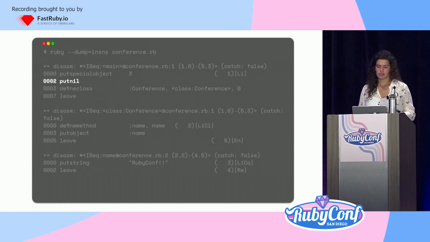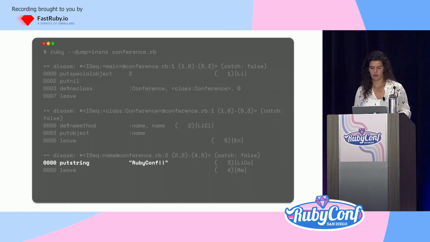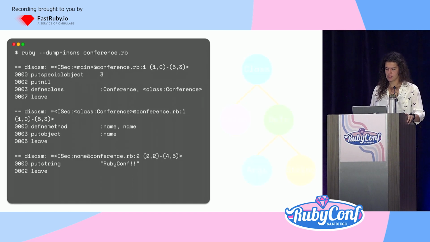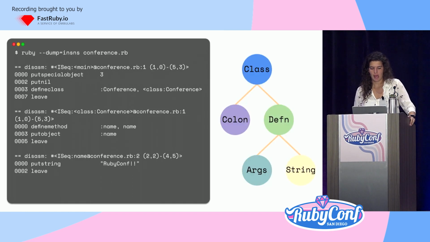But in our conference instructions, we see this put nil, which is putting a nil value onto the stack. We see put object name, which is putting at some point this symbol name onto the stack. We can see other things like put a string onto the stack. I don't want to go through every instruction here, but at a high level, this is what's happening with our instructions. And we can kind of see where they map here.